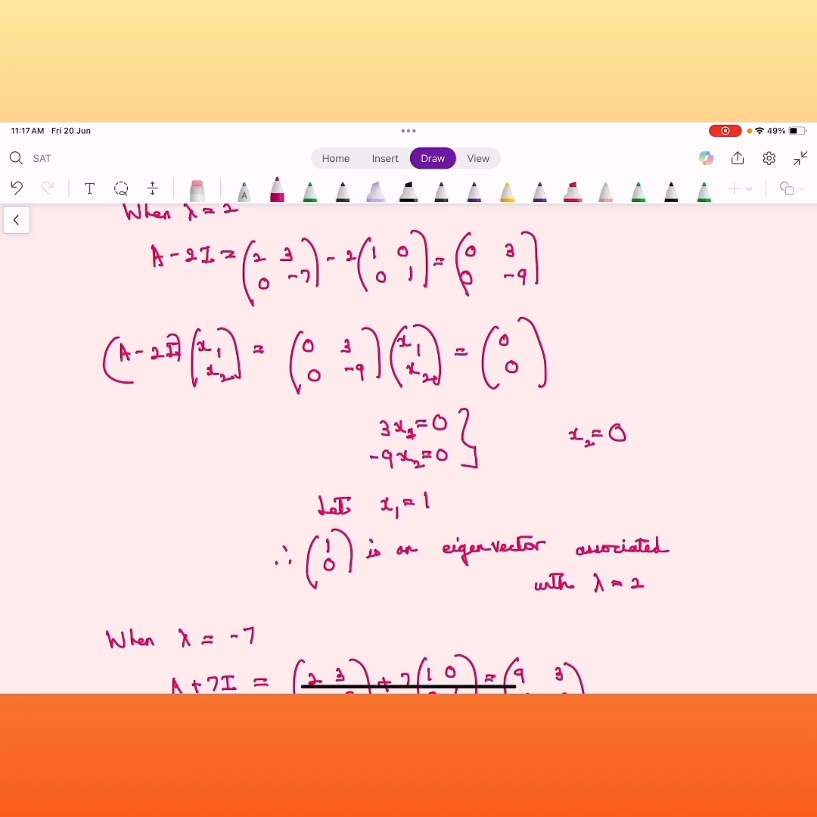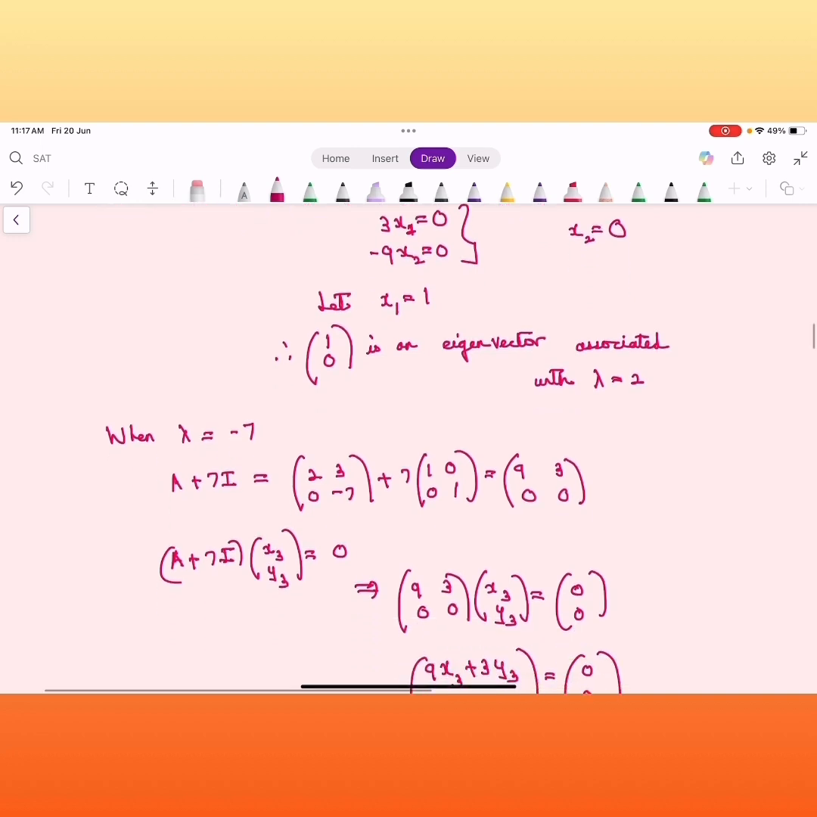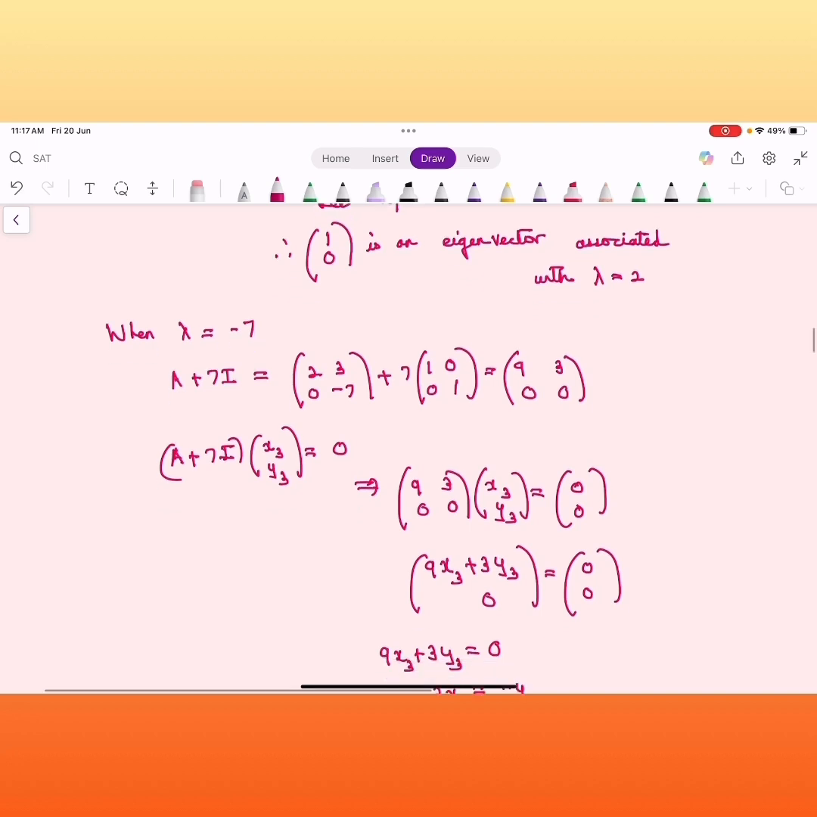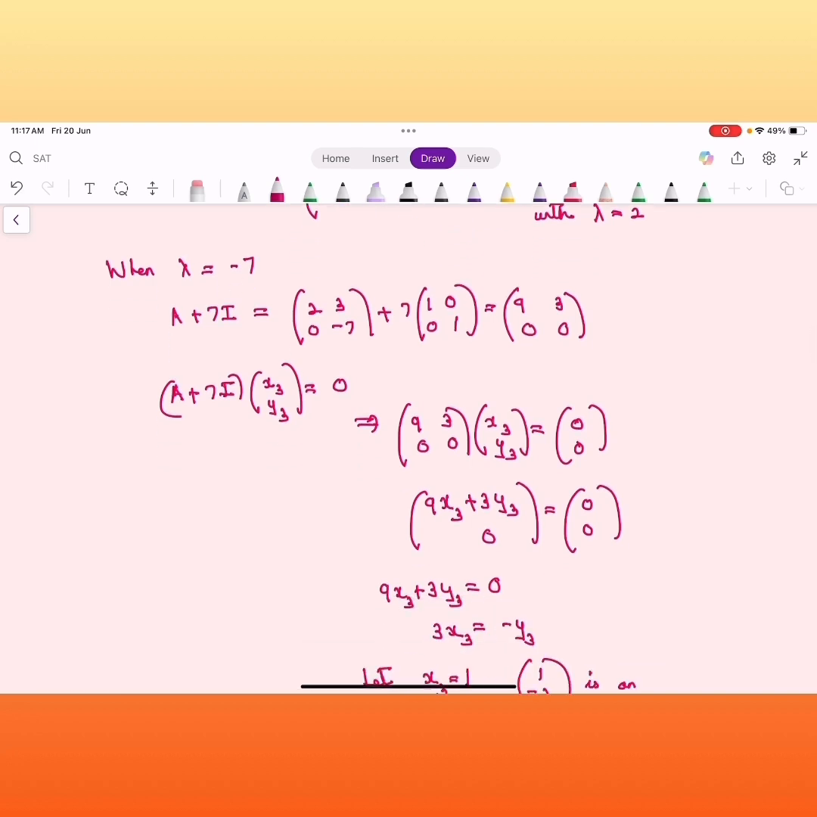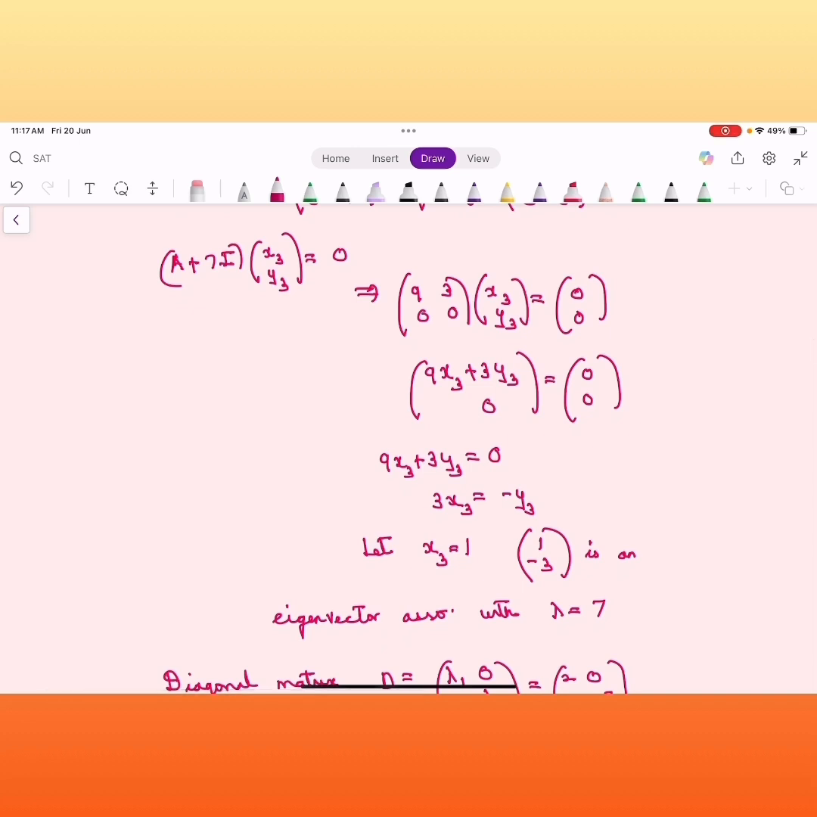When lambda is minus 7, if I put A plus 7I, I get 9, 3, 0, 0. And we have to find the eigenvector associated with this. So I put A plus 7I times x3, y3 is 0. So when you multiply, you get 9x3 plus 3y3 is 0. The second row is 0.